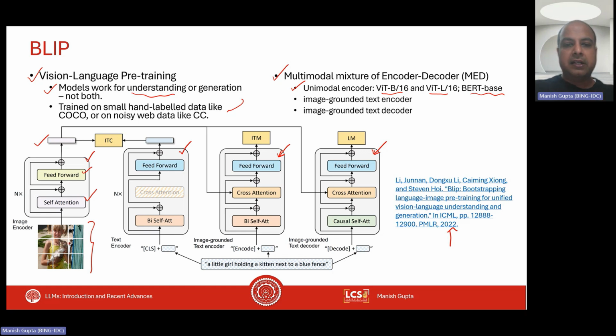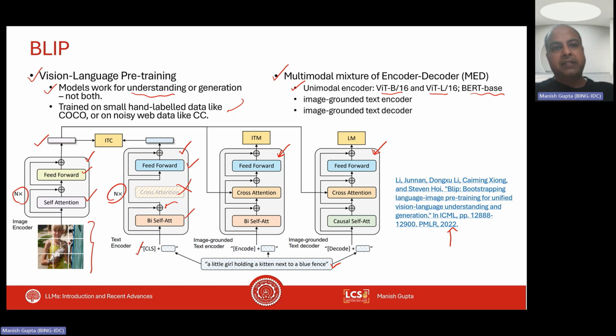Now, much of this model has been trained on image and caption data. So here is the caption: a little girl holding a kitten next to a blue fence. You take the text data, prepend it with a CLS token, and pass it through the text encoder. The text encoder is basically bidirectional self-attention, the usual one with residual connections, add and normalize and so on. There's no cross attention here. It's just another feed forward sublayer, a standard transformer encoder. N layers of vision encoder as well.